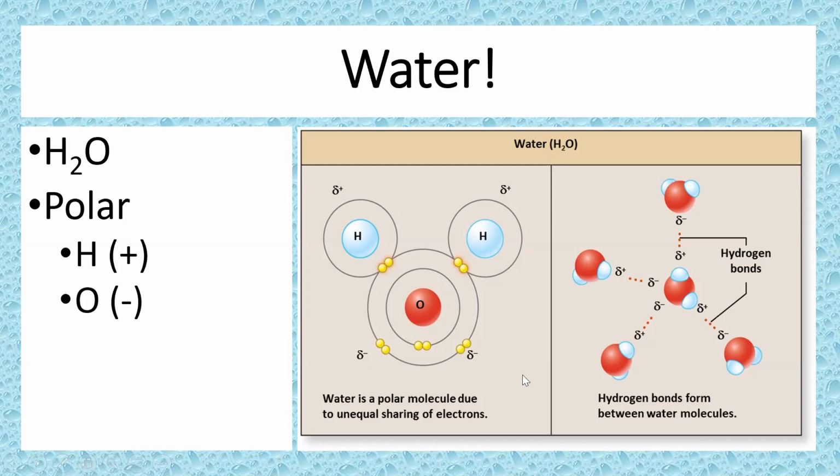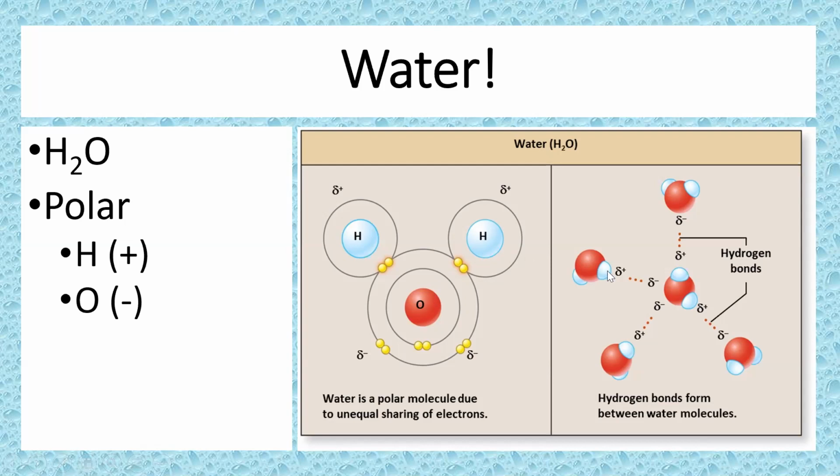Okay, so the reason that you have polarity, again, remember, is because of unequal sharing of the electrons. So you get this unique bond angle, which is 104.5 degrees, and you get the Mickey Mouse shaped Bohr model for water because you have the electrons in a position where they are being shared.